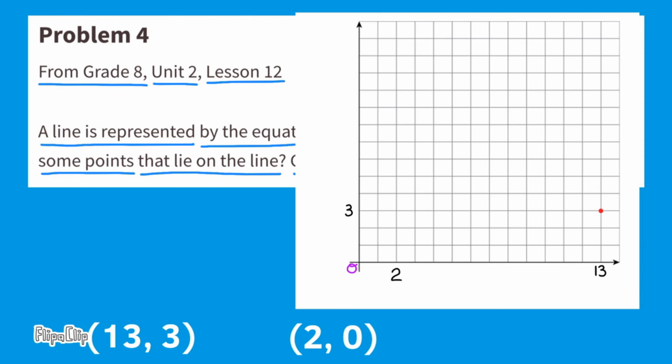So we can plot our point right there at 2 units to the right of the origin. Now we can draw the line that represents the equation and these 2 sets of ordered pairs.